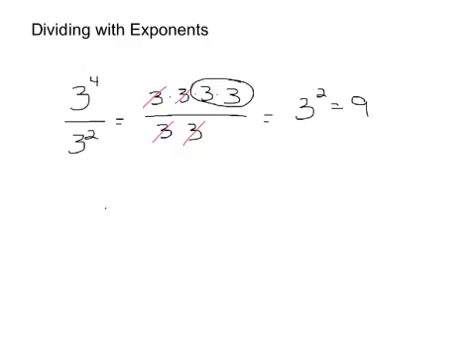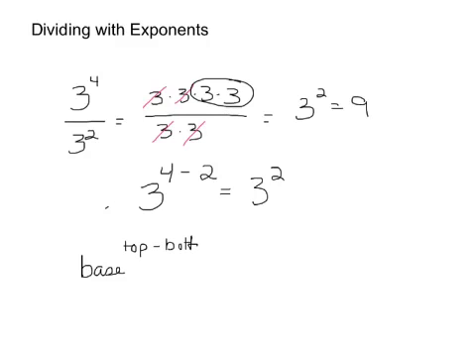What happens mathematically, or a quicker way of looking at this, is I start with the 4 that's on top, and I'm going to take away 2. So it's like thinking I have four 3's on top, two on the bottom, so if I take these 2 away from 4, I'm going to be left with 3 squared. Okay? So basically, whatever the base is, I'm going to do the top number minus the bottom number to get my answer. Okay.